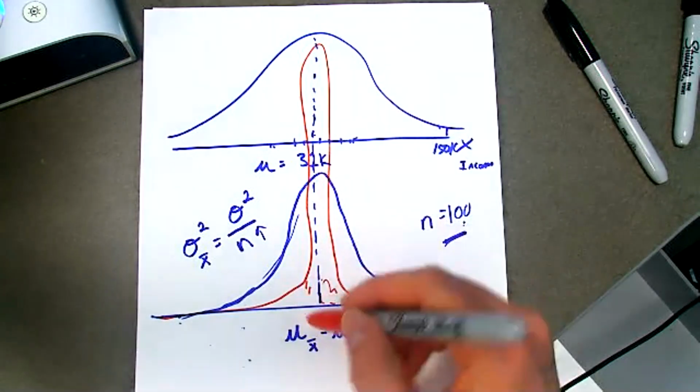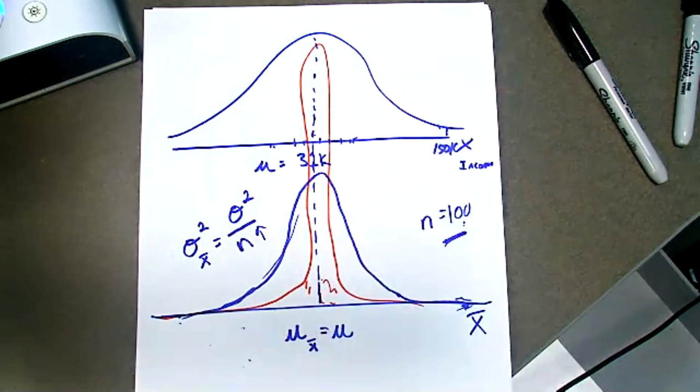So there I'm almost guaranteed that if I take a sample, I'm going to end up with a value that's very close to that population mean. That's like our end goal.